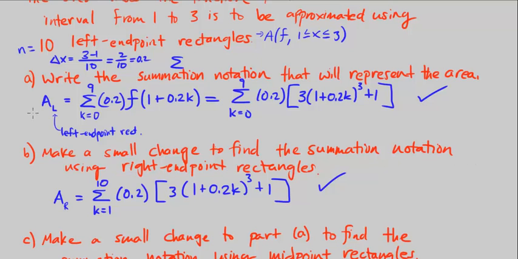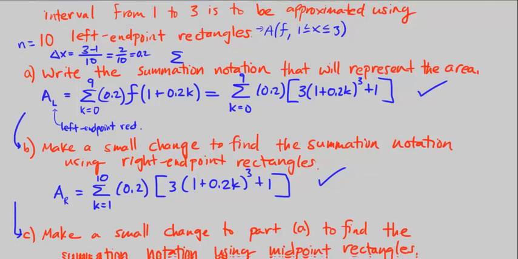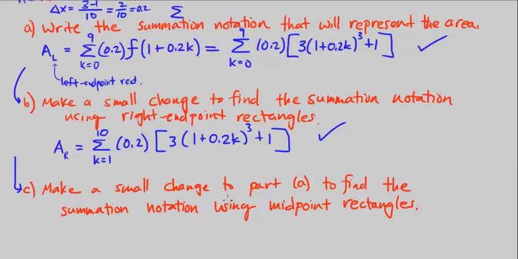Okay, so once you get part A, part B is easy, and part C we're going to see is also easy. Here we're asked to make a small change to part A again, so that the sum we find uses midpoint rectangles. So again, using the midpoint, the big thing to remember is, here's a rectangle. Let's go ahead and draw it. We're looking at 3 places in the rectangle. This is the left, this is the midpoint, and this is the right.